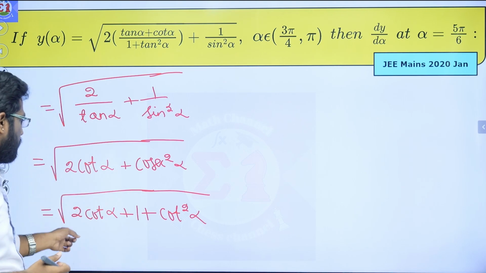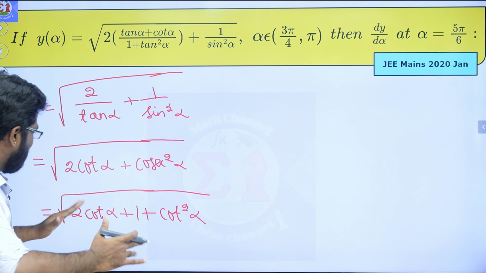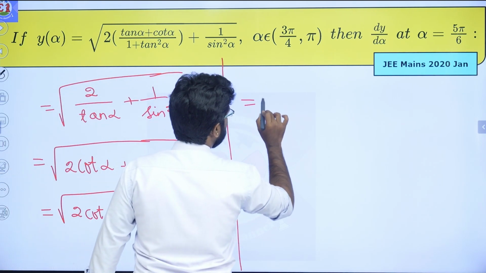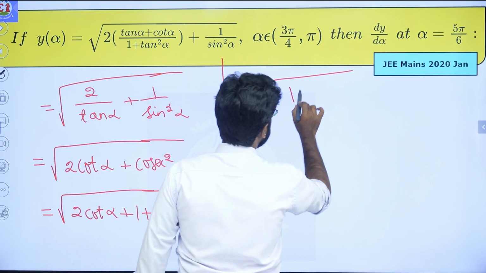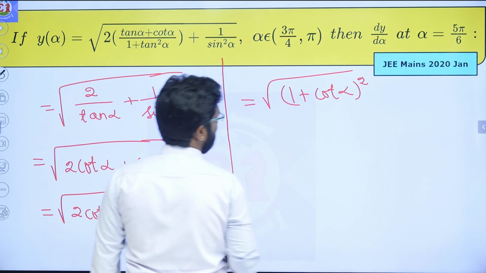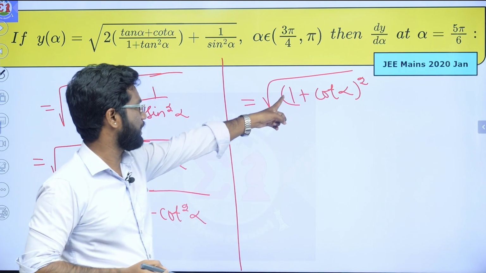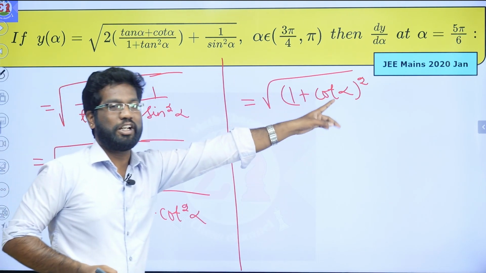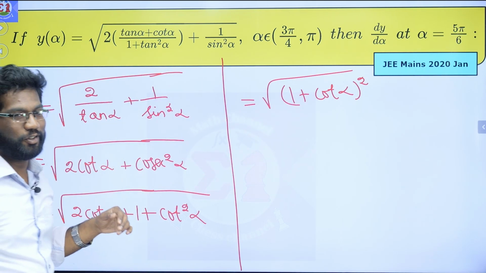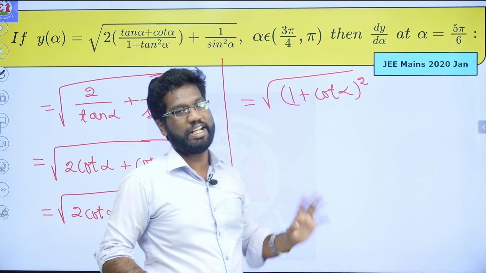Now, my dear students, 2 cot alpha plus 1 plus cot square alpha. This seems like one interesting identity, right? Yes, obviously, we can write this as 1 plus cot alpha the whole square. How, sir? Just expand it, my dear students. a square, 1 is there; b square, cot square alpha is there; plus 2ab, 2 cot alpha is there. So no problem, it is 1 plus cot alpha the whole square, my dear students.